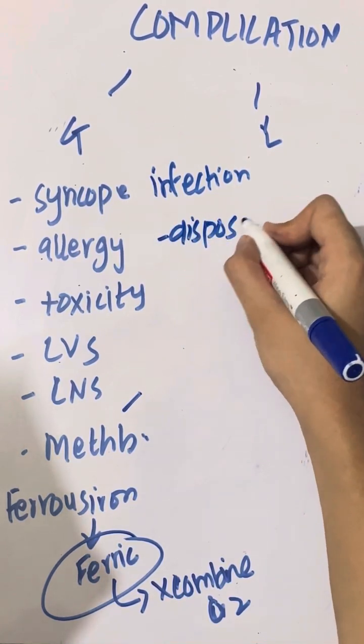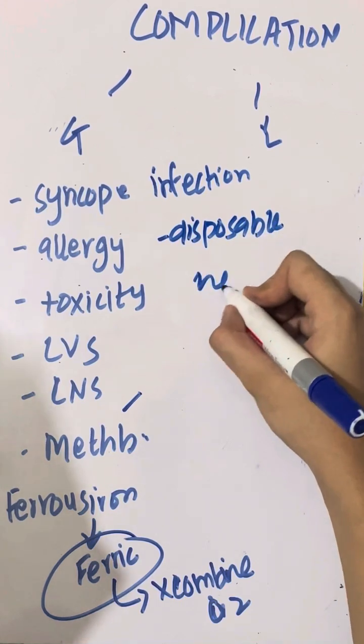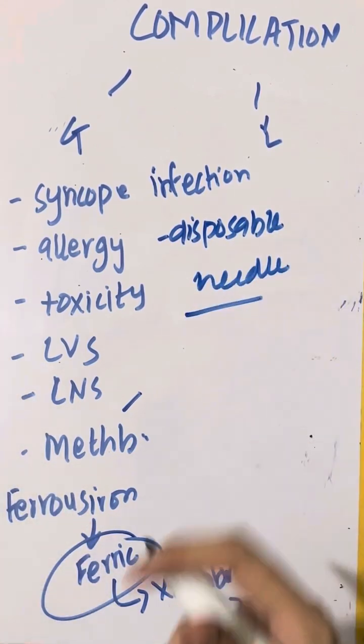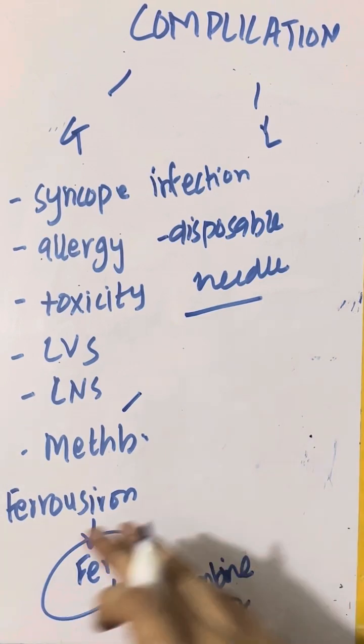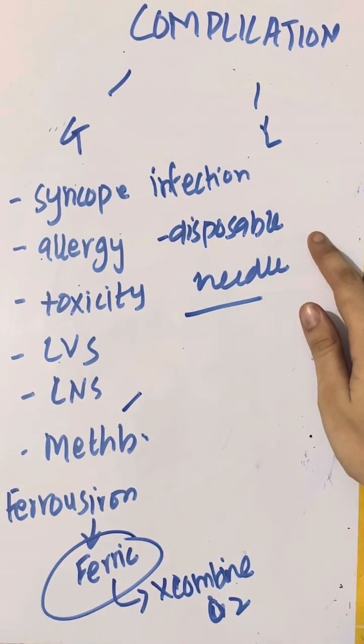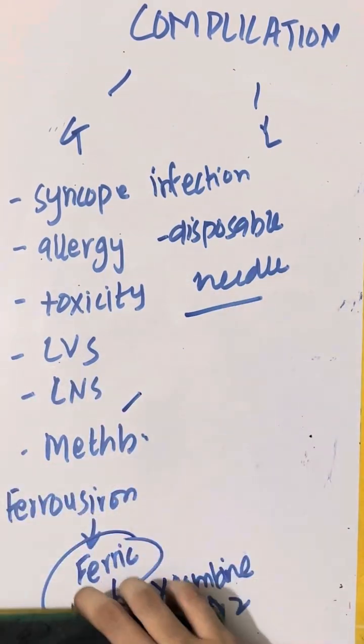And use of disposable needles. Why are we using disposable needles? We are using disposable needles to prevent needlestick injury. So the generalized complications are syncope, allergy, toxicity, cardiovascular effects, CNS effects, methemoglobinemia, ferric which does not combine with oxygen, infection, and use of disposable needles.